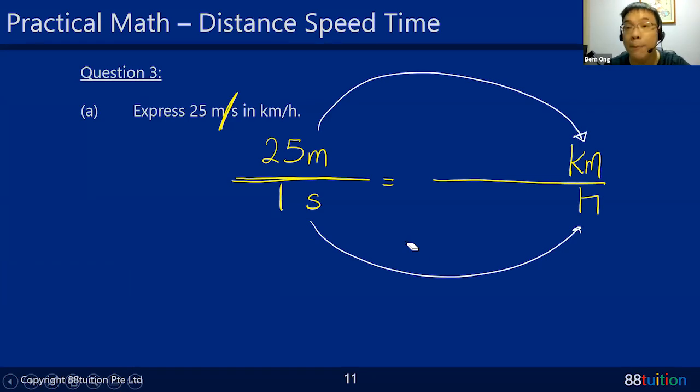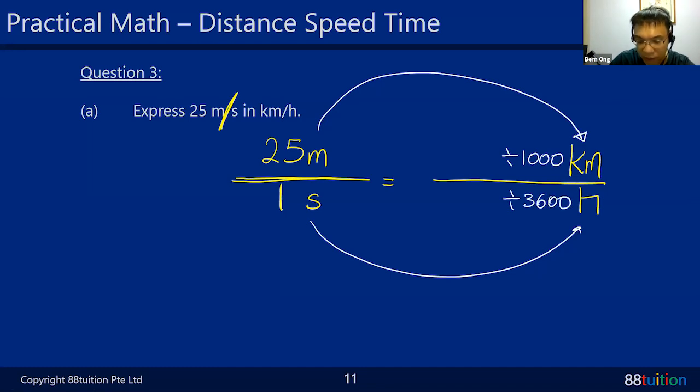Meter to kilometer is divide by 1,000, so I put divide by 1,000 here. Kilometer to meter is times 1,000, and meter to kilometer is the reverse, divide by 1,000. Hours to seconds: hours to minutes is times 60, minutes to seconds is times another 60. So it's times 3,600. But here, from seconds back to hours, divide by 3,600.